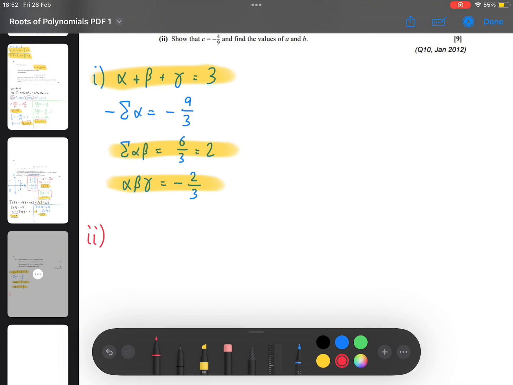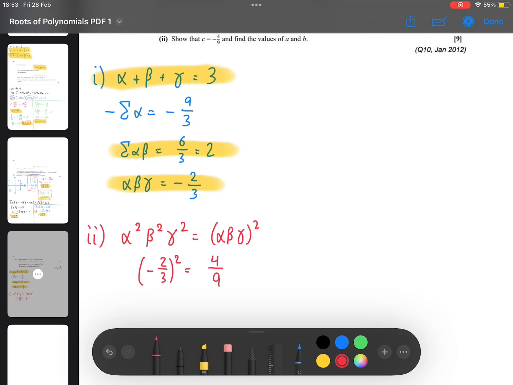So, looking at this then, I think C is the easiest one to start with, because the product of roots here, alpha squared, beta squared, gamma squared, is just alpha, beta, gamma, all squared. And we know what alpha, beta, gamma is, we just worked it out, it's minus 2 over 3. So we're doing minus 2 over 3 squared, which is 4 over 9.